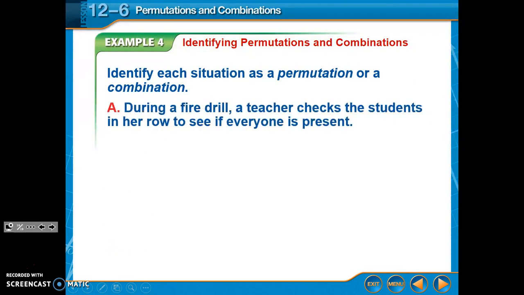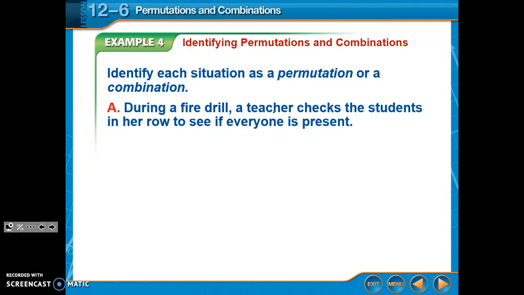Okay. The next thing we want to look at is determining whether we should be using the permutation formula or the combination formula. In order to do this, we need to be able to identify whether the order is important or not. Remember, order is important in a permutation, whereas it's not important in a combination. So let's look at this example here.